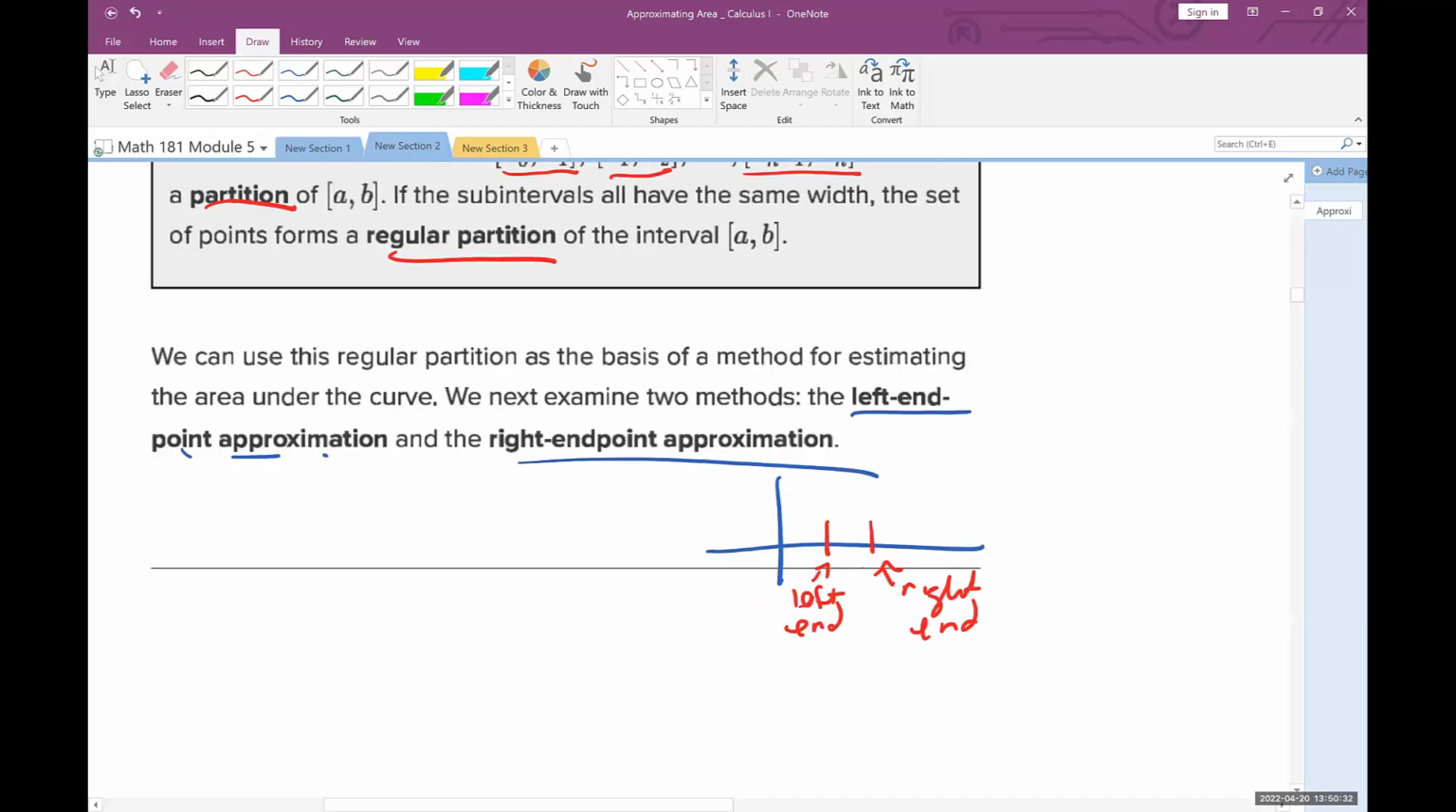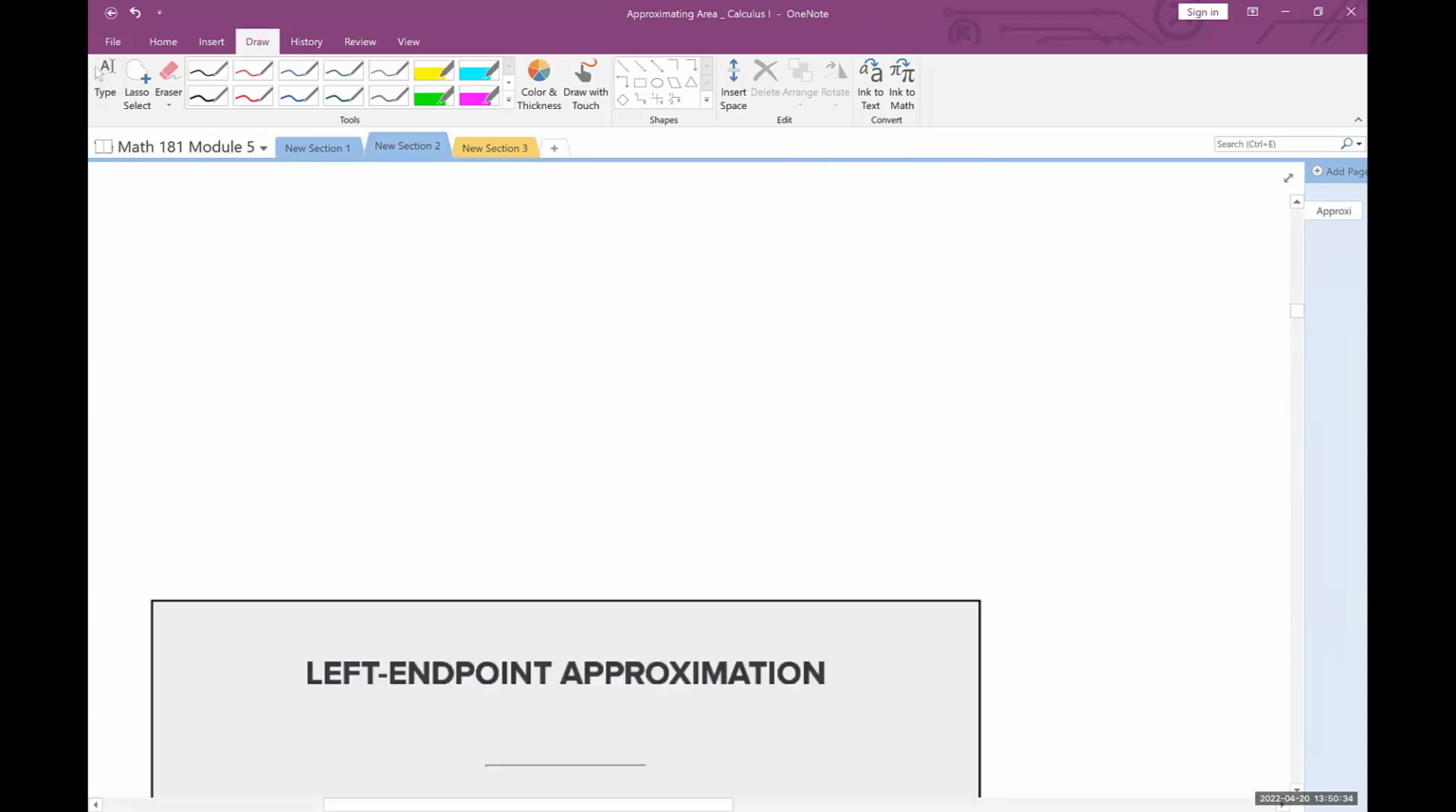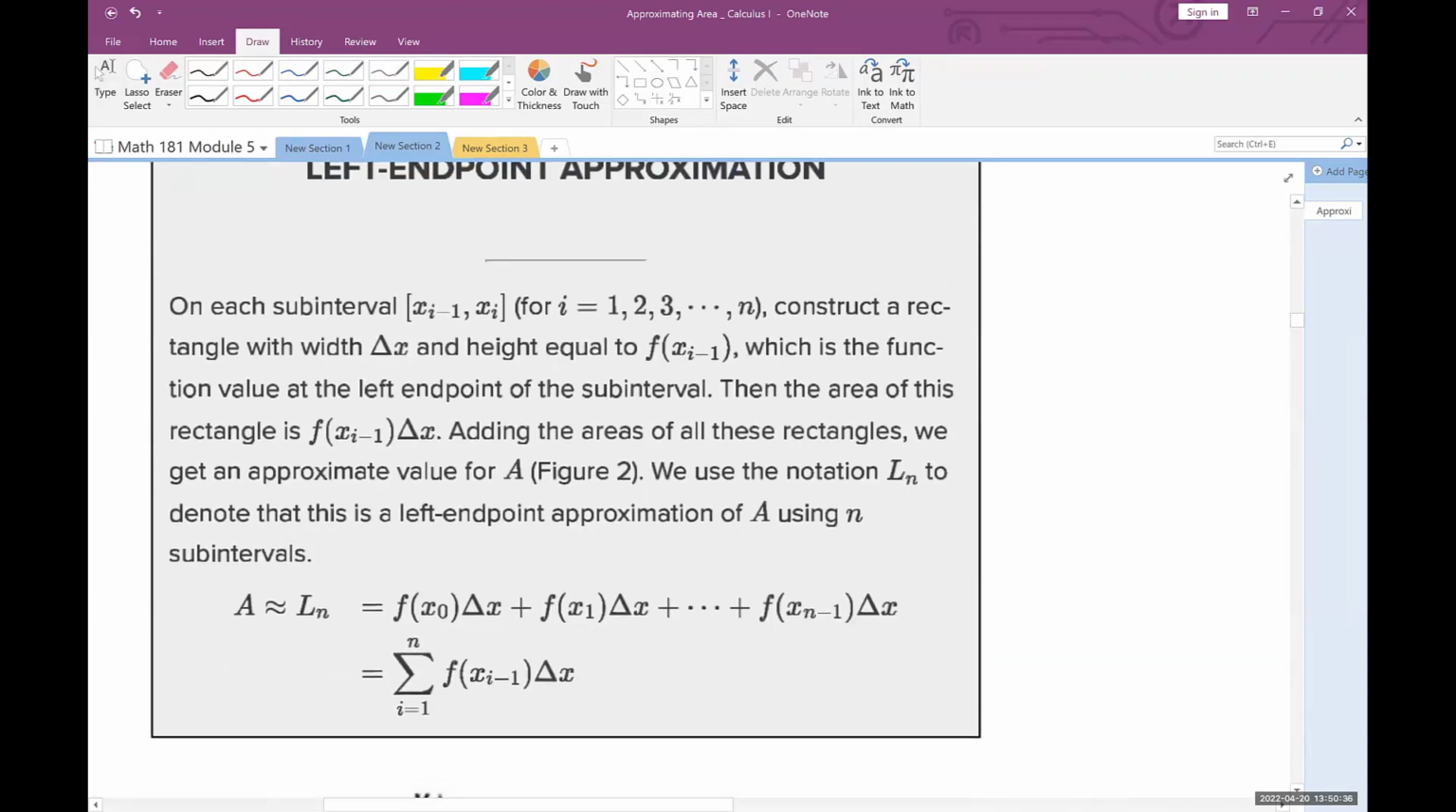So the left end approximation is, on the interval xi minus 1 to xi, construct a rectangle with the width delta x and the height equal to f at xi minus 1. So it's on the left end of it. And then the area is f evaluated at xi minus 1 times delta x, so that's your height times the width. And this is your approximation.